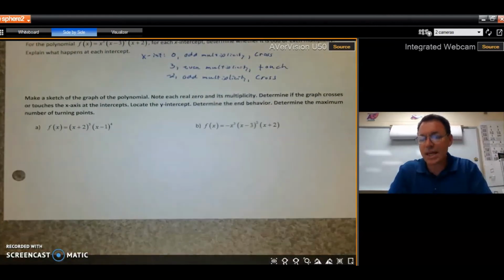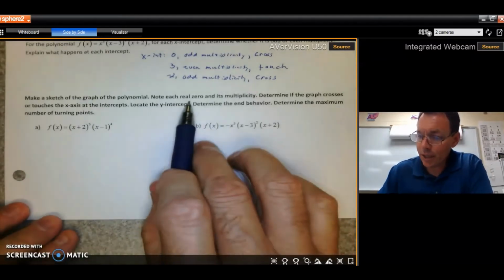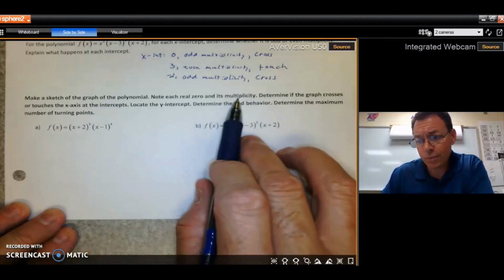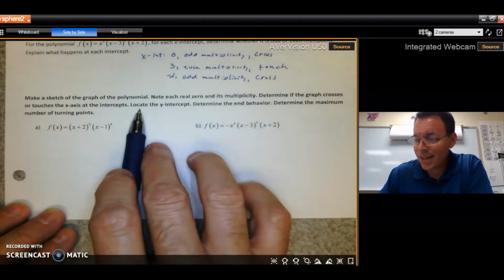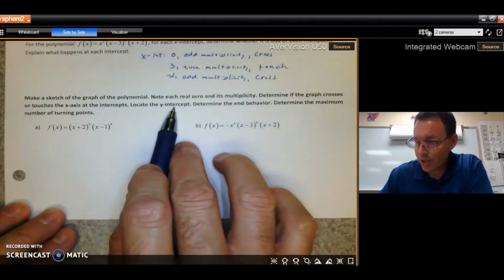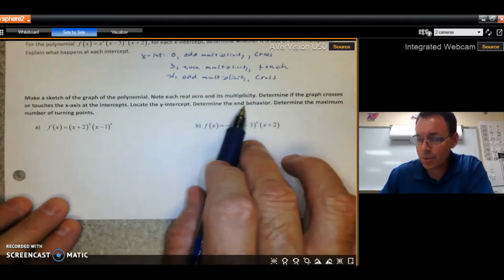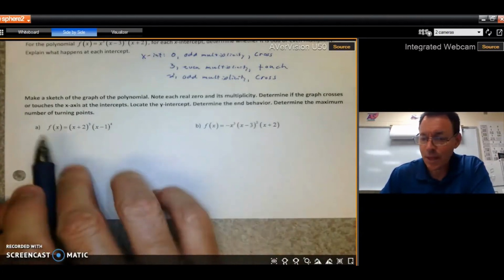We are going to make some sketches of what we think these polynomials are going to look like. So we're going to take a look at the real zeros, so the factors. We're going to look at their multiplicity, so we know whether the graph should cross through or whether it's going to touch and turn around. We're going to locate the y-intercept. I'll show you how to do that real quick. We're going to determine the end behavior, and we're also going to determine the maximum number of turning points. So there's a lot of things we've talked about in these notes, and we're going to put them all together right now.